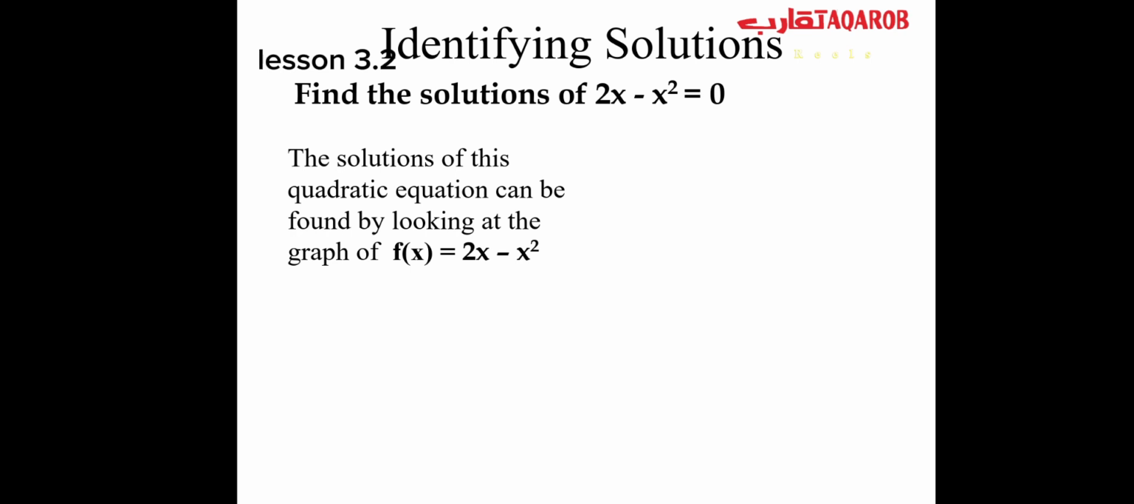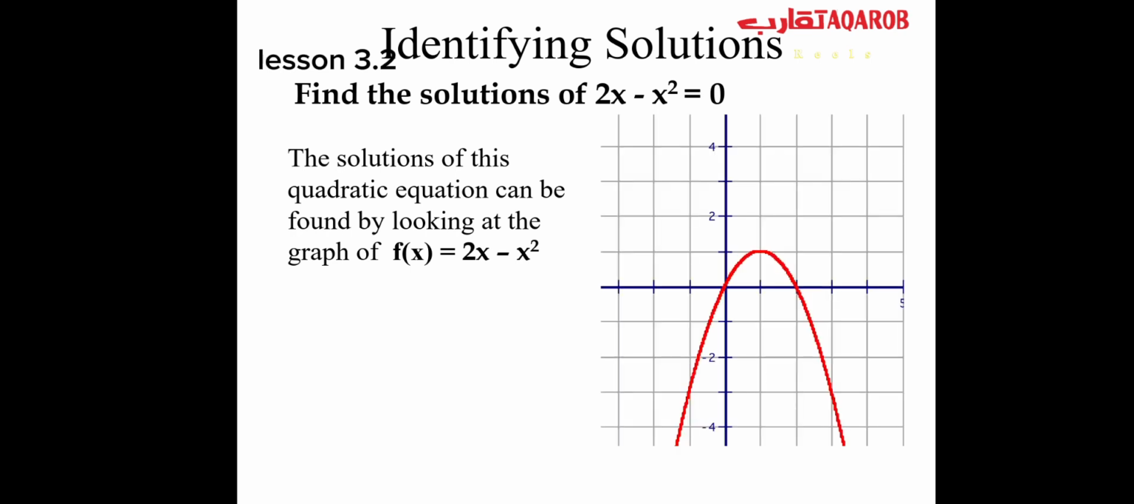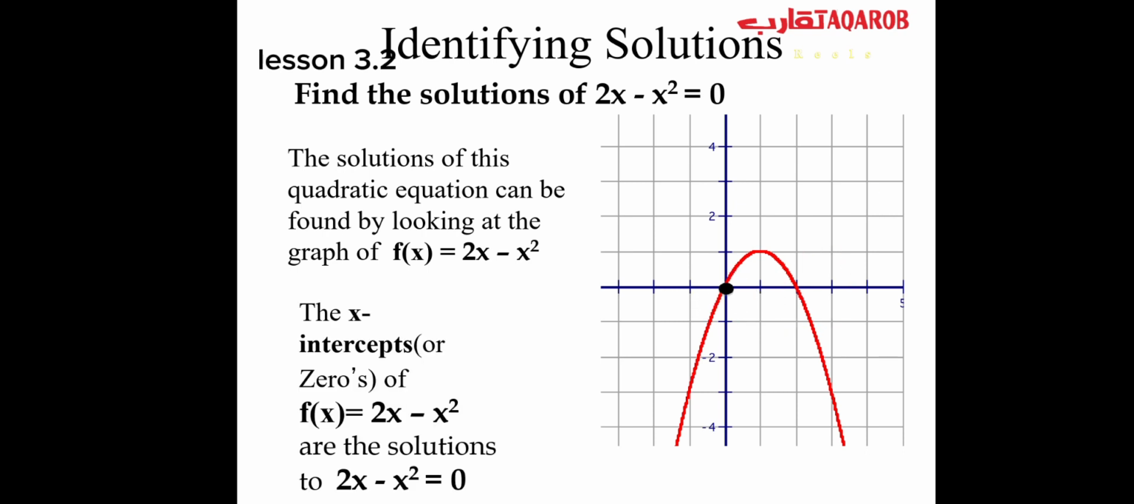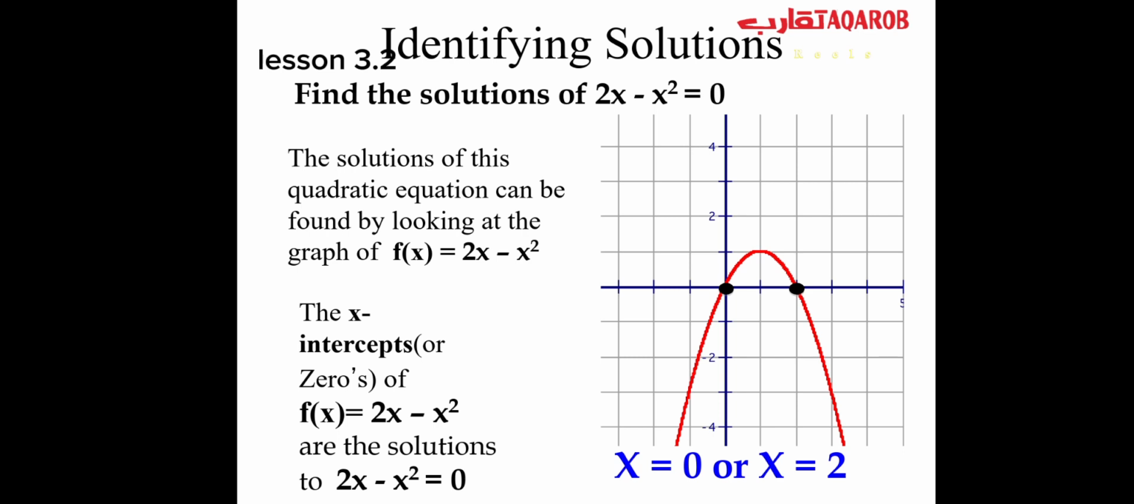Okay, we may have no solution. According to the graphs, it means no solution. It means no intersection with the x-axis. But as you can see here, for example, we can notice that there are two solutions, right? So this is the first solution, and this is the second solution. x is equal to 0, and x is equal to 2. So we can notice that this is the end of the lesson.